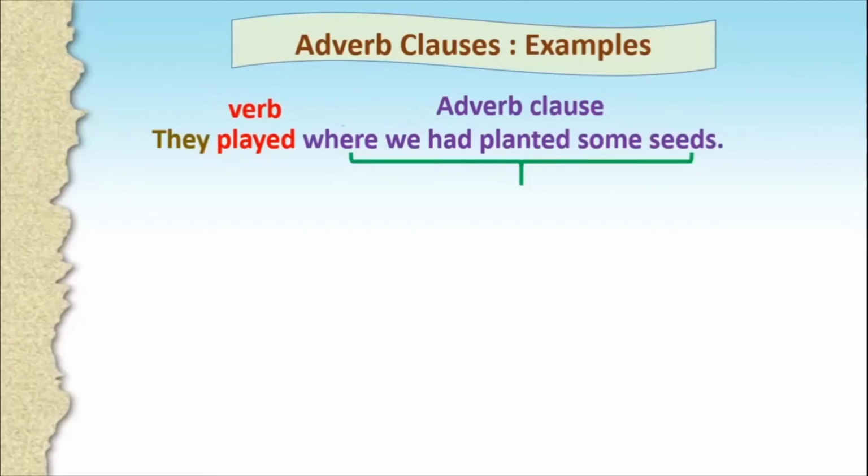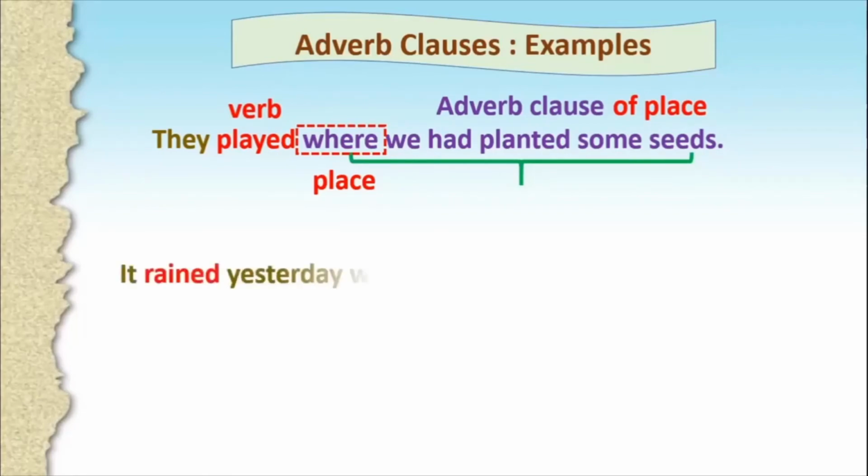Now if you look at the word carefully here, we have the word where. Now where indicates location or it indicates place. So therefore this, where we had planted some seeds, is the adverb clause of place. So is it clear to you now how we find out what kind of adverb clause it is? Moving on, let's see the next one.